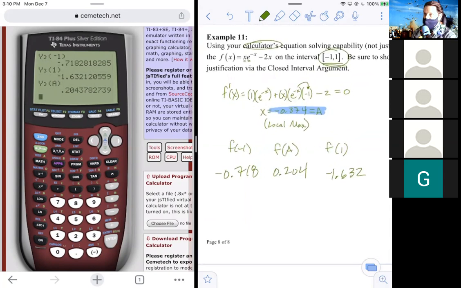The EVT applies because this function is continuous on the closed interval. And on this closed interval, f has an absolute maximum of 0.204 at x equals -0.374. Calling it A is okay just as an intermediate answer, not for a final answer. And then which one's the minimum? Well, f has a minimum of -1.632 at x equals 1. Okay, so that's using your calculator to find solutions, x-intercepts, and then using it to evaluate a function.